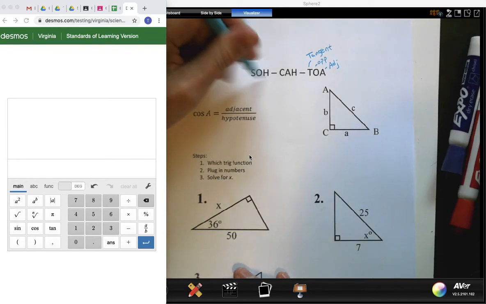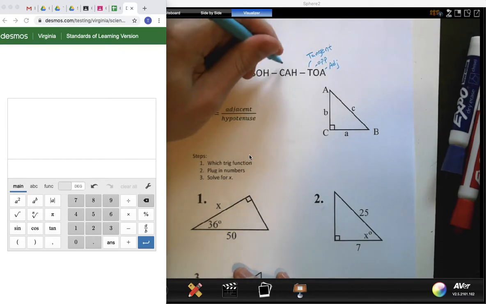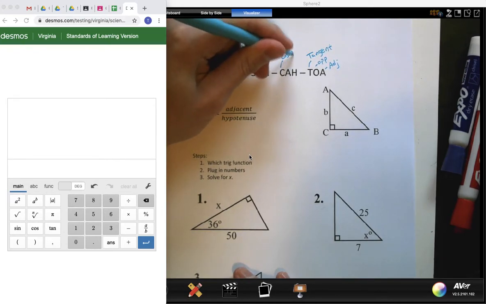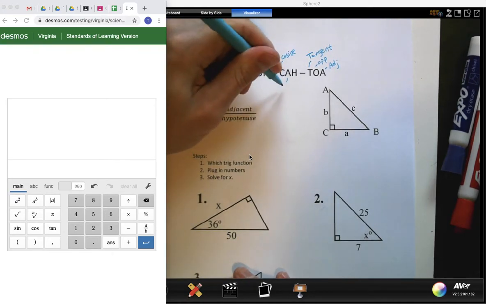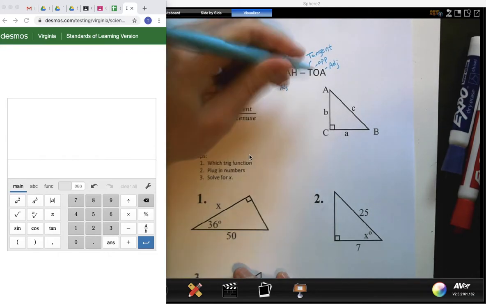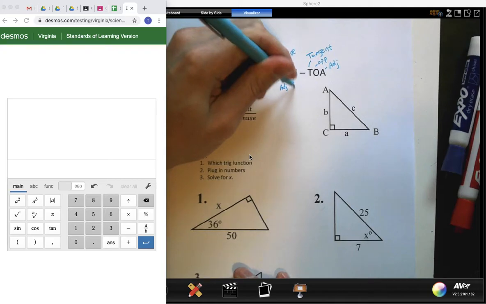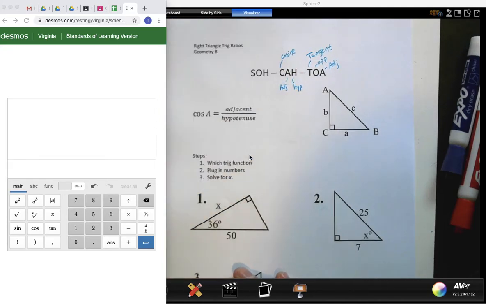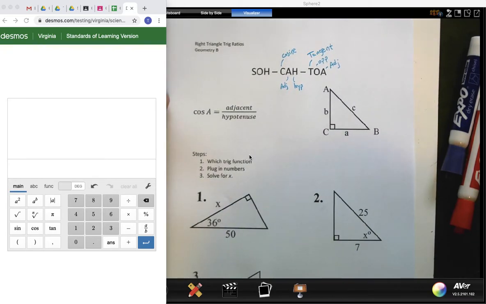Again, sine is going to be taught by Mrs. Kroll today. I'm helping you out with cosine. So C stands for cosine. A stands for adjacent, so I'm going to write ADJ. H stands for hypotenuse. So cosine is equal to your adjacent side over your hypotenuse.